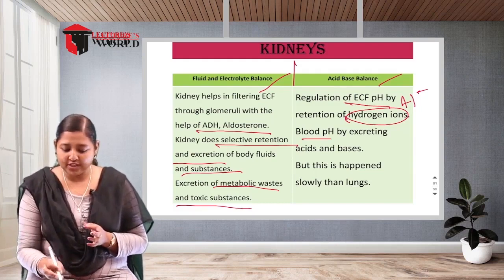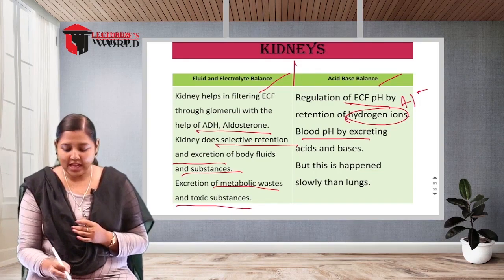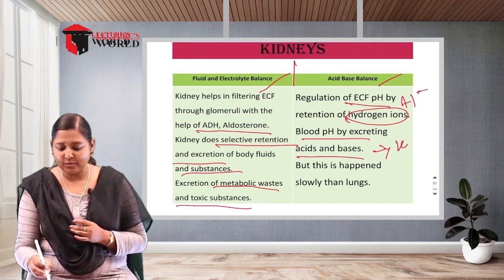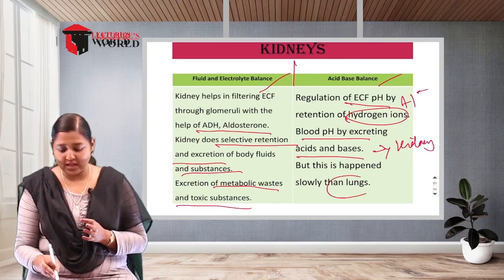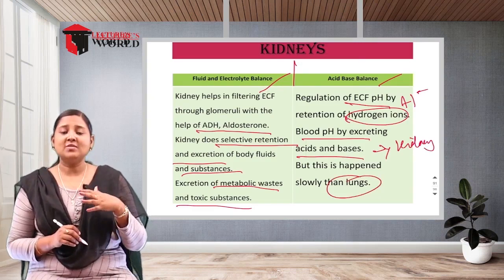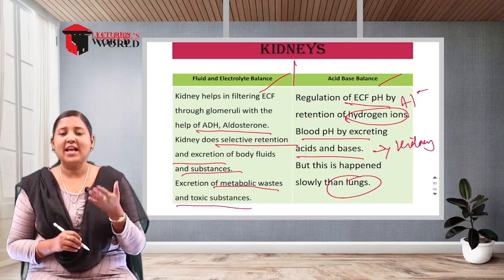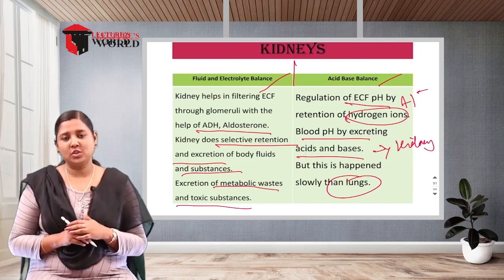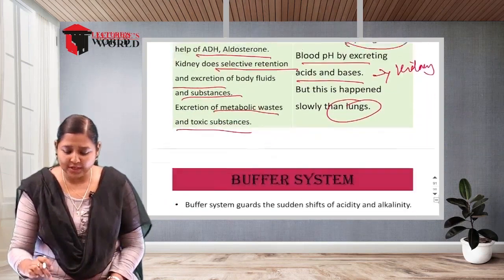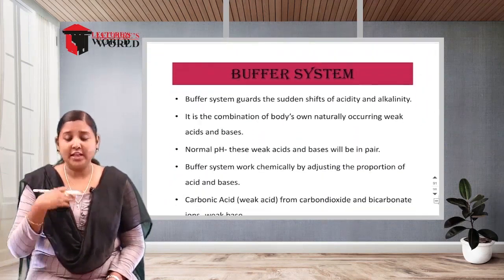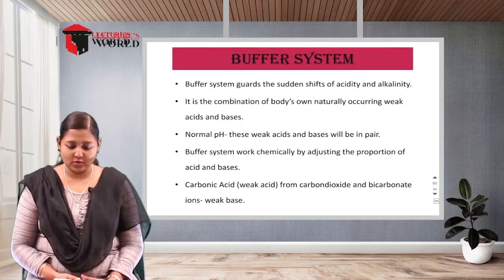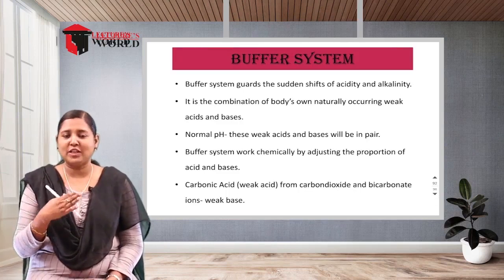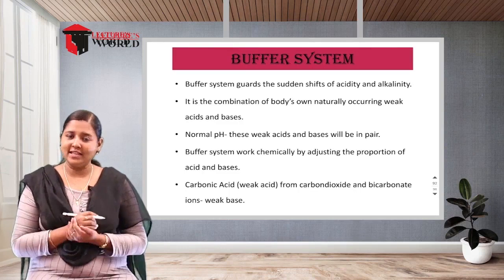Again, blood pH has to be maintained by excreting acids and bases, which takes place by the kidneys, and also by the lungs. The lungs are the most important, and the kidney excretes very slowly, but the lungs do it with deep exhalation. Most of the acidic content will be excreted outside, whereas the kidney will do this function of excreting for acid-base balance very slowly.